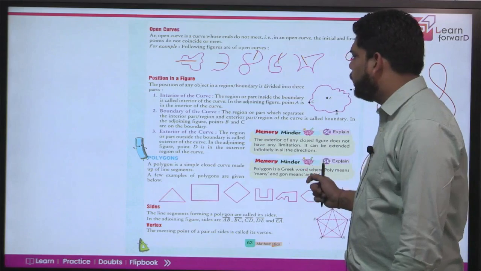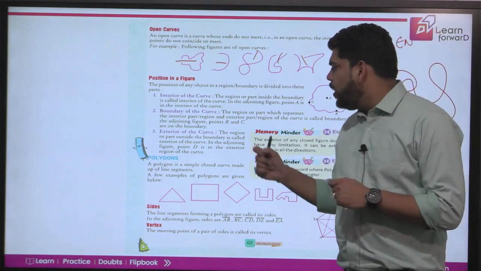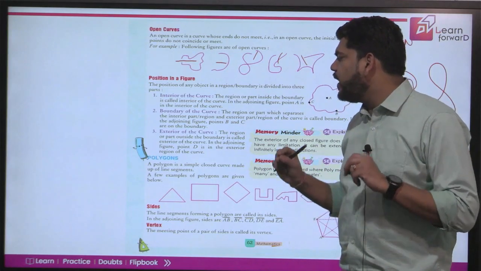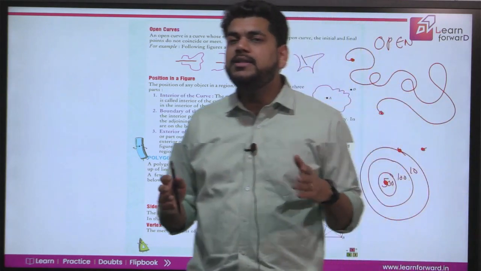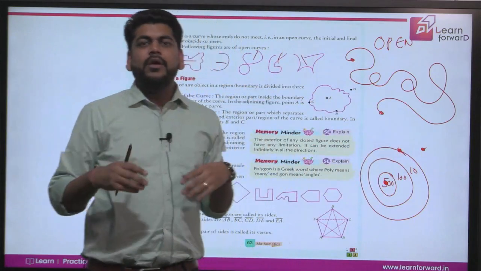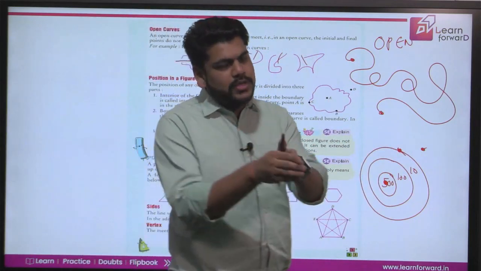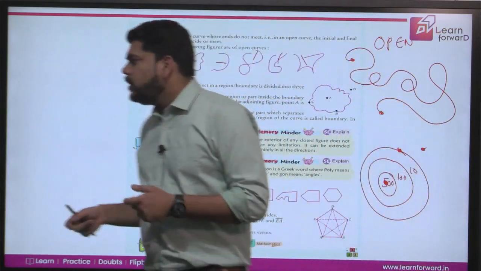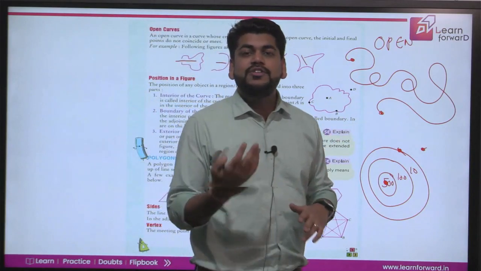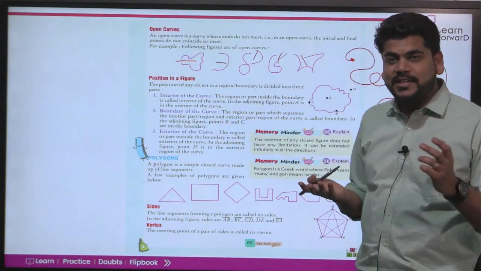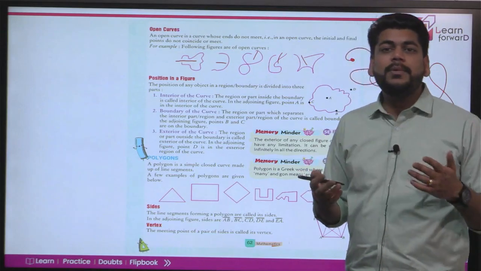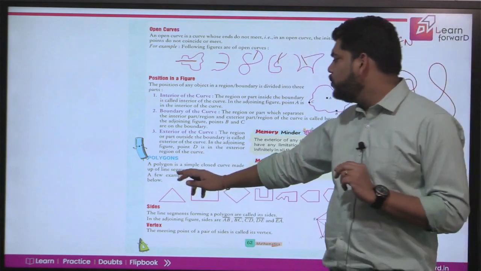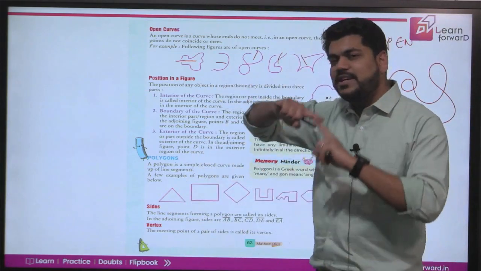Next is polygon. Now what are polygons? A polygon is a simple closed curve made up of line segments. Simple means it will not intersect. Closed means it is closed, you can't go inside, and it is made up of straight lines. Imagine your carom board, chess board, pizza slice, right? So these are examples of a simple closed curve made up of line segments. Sorry, pizza slice is not an example because it has a curve.